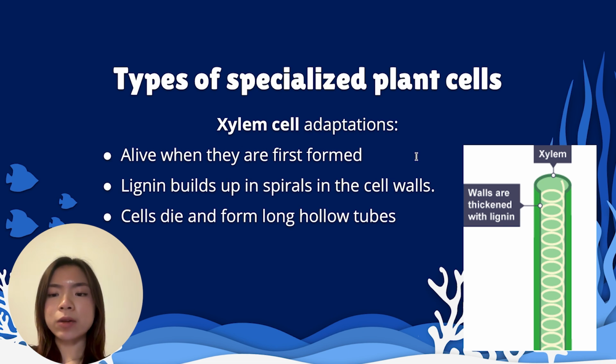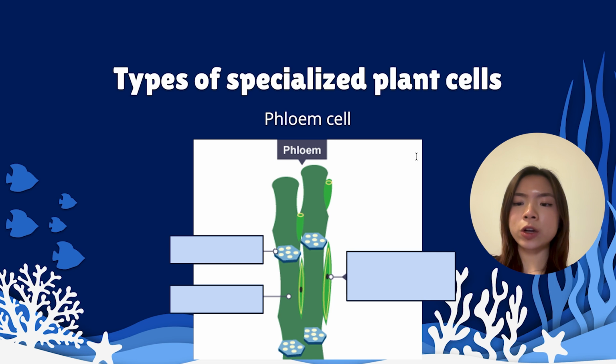The spirals and rings of lignin in the xylem cell help make them very strong. This is important to withstand the pressure because the water moves up the plant cell quite quickly at high pressure. And again, like we mentioned earlier, this is also for support for the cell.